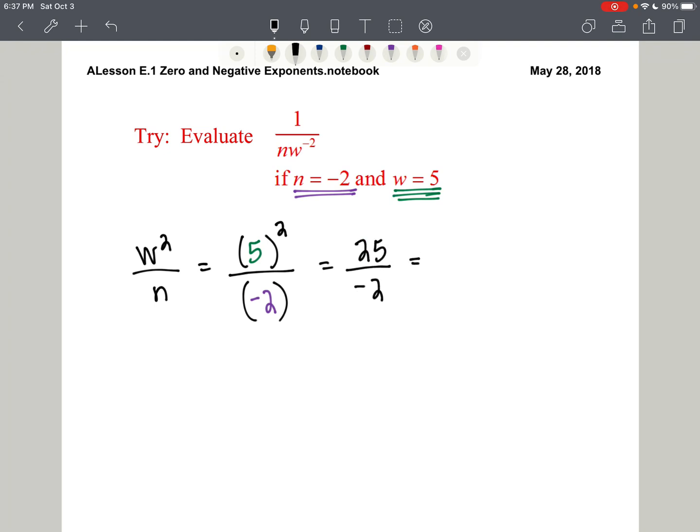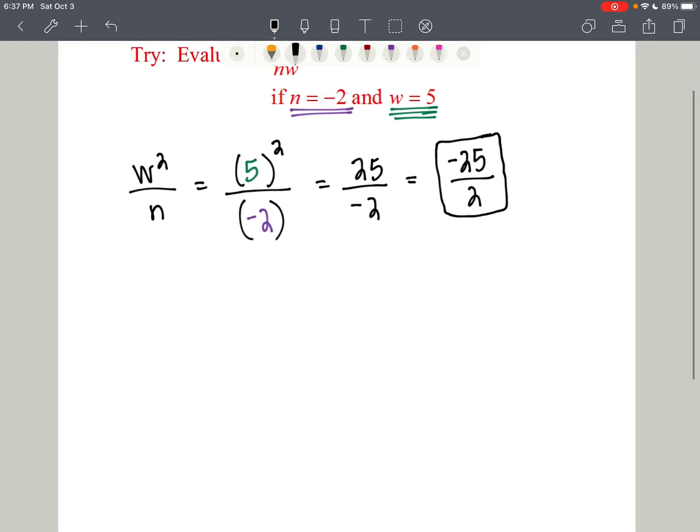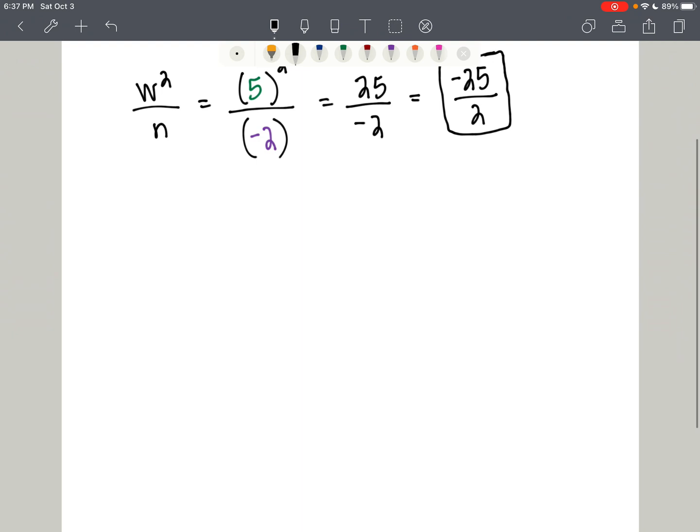And we always write our fractions in handwriting with the negative moved to the numerator. Not in the middle, not in the denominator, but when we're using our handwriting, we need to put that negative into the numerator.